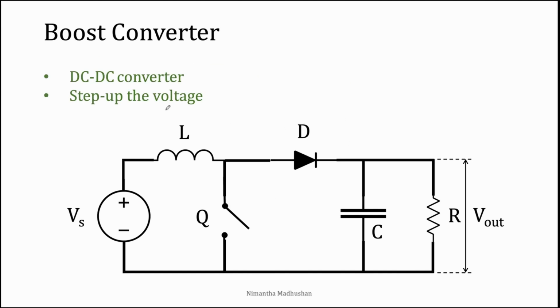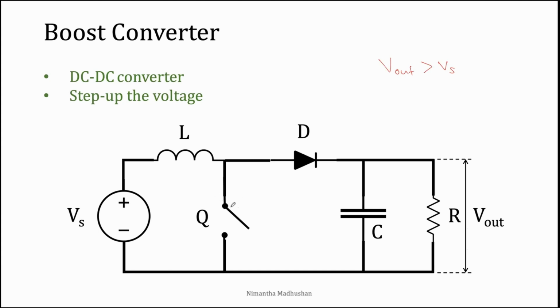And as I explained, the boost converter is used to step up the voltage. Then Vout is always greater than Vs, where Vs is the input voltage. We are using this converter to step up the voltage, so Vout will always be greater than Vs. Now we will consider the operation of this Q switch: what happens when the switch is on and what happens when the switch is off.